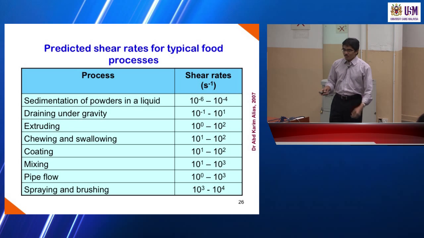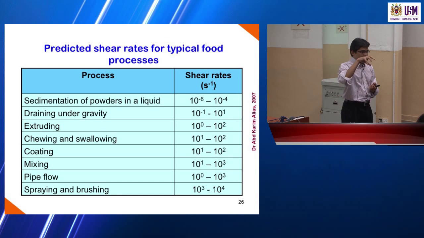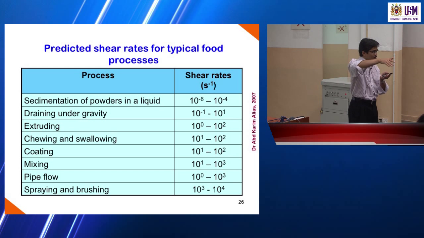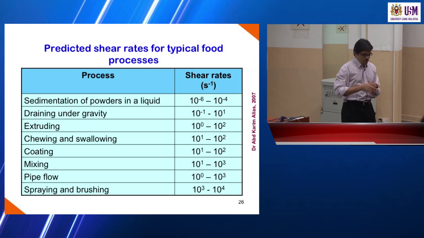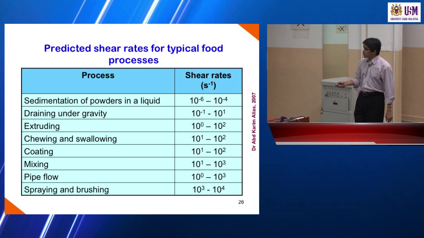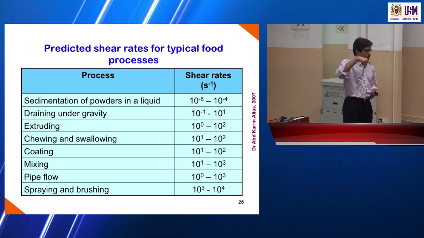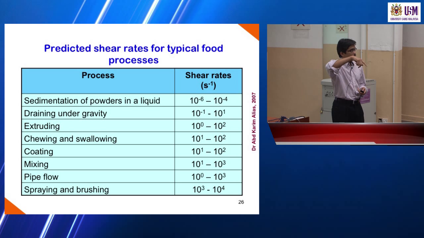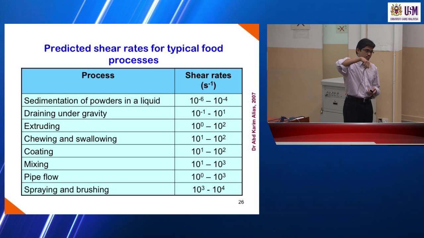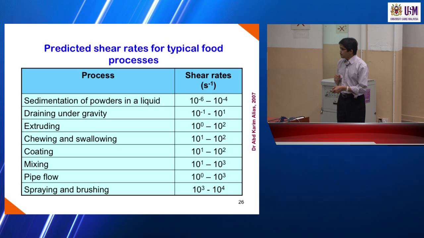Coating, yeah? When we coat something, when we pour, say, liquid chocolate on the cake to coat the cake, for example, that also has a relatively high shear rate. Mixing, depending on the type of mixer that we use. Stirring is actually a kind of mixing. But if we use a high-speed mixer, that is the shear rate. Pipe flow, spraying and brushing, very high, up to 10 to the power of 4.